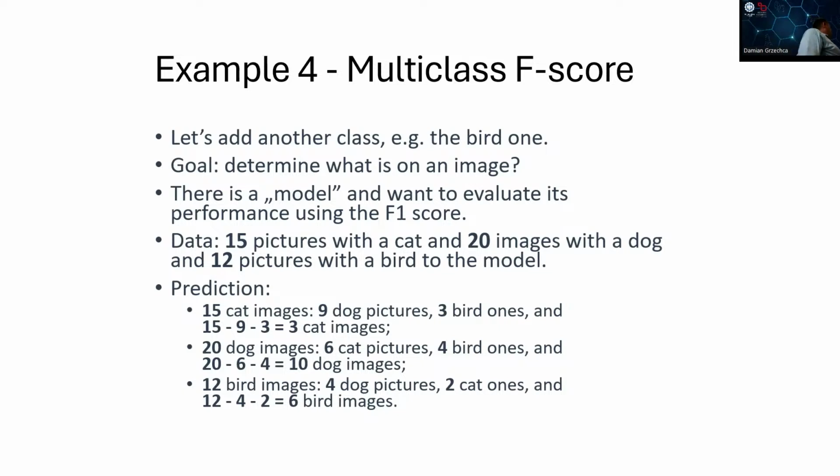So dogs that are dogs are 10. The diagonal of the confusion matrix is quite simple to find: it's 10 dogs as dogs, 6 birds as birds, and cats that are cats are 3. Those are very simple numbers on the diagonal of the matrix.